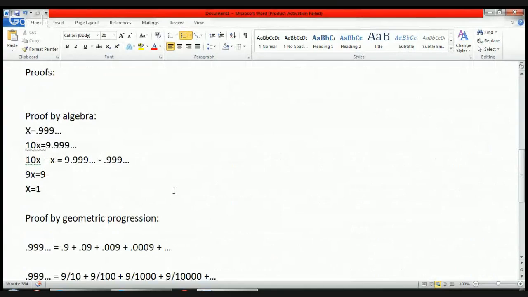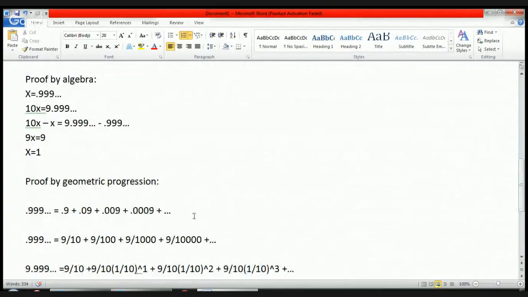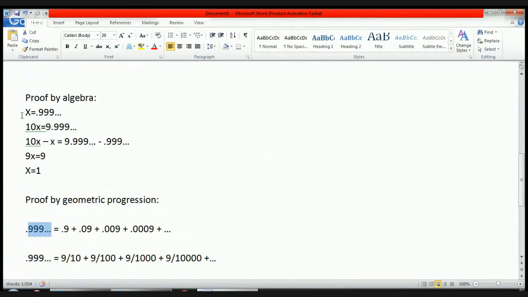So what 0.99 repeating is, is this right here. This is called a series, okay? And what it's just basically saying is that you have 0.9 and you add it to 0.09 and 0.009, and you just keep on going. Then eventually you're going to get this right here, okay? So the first proof is proof by algebra, and this is a pretty simplistic one.